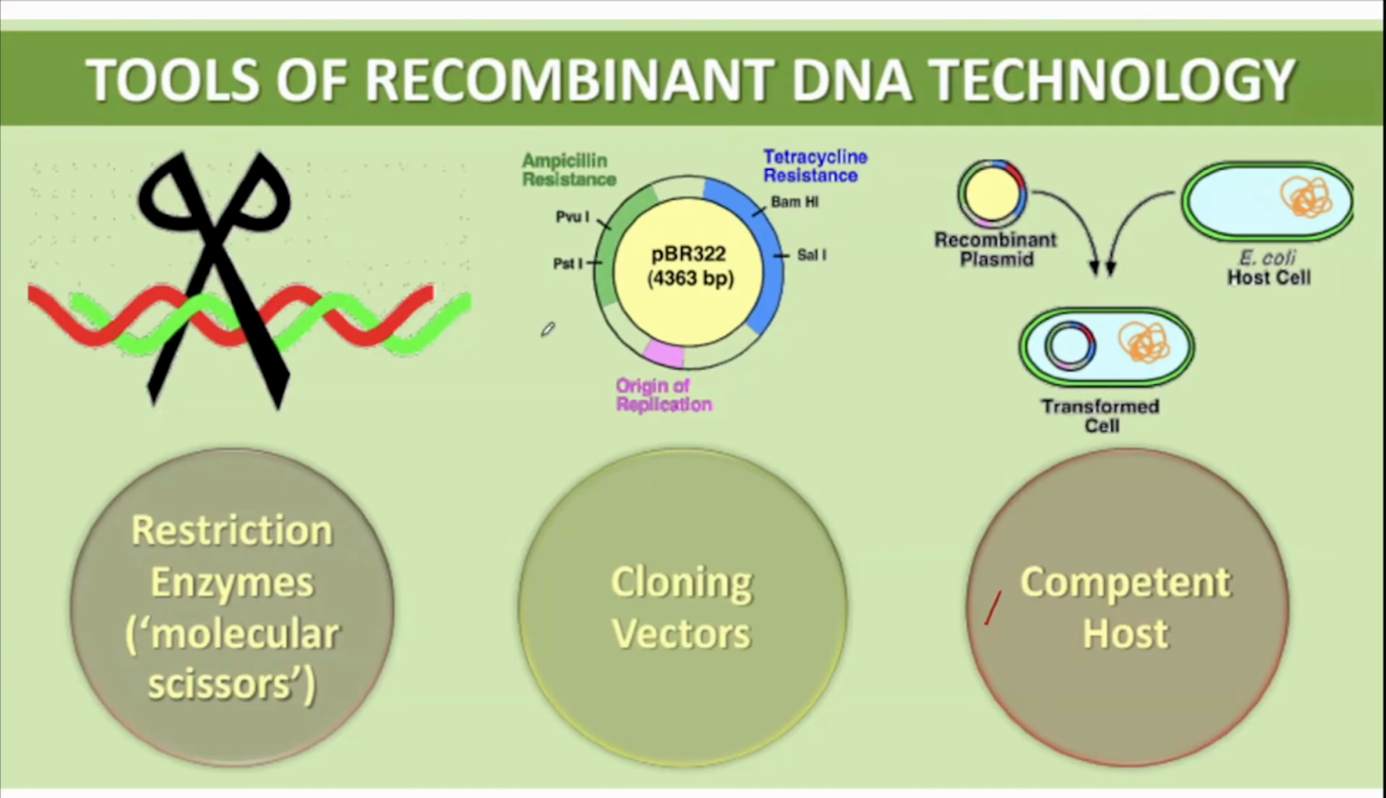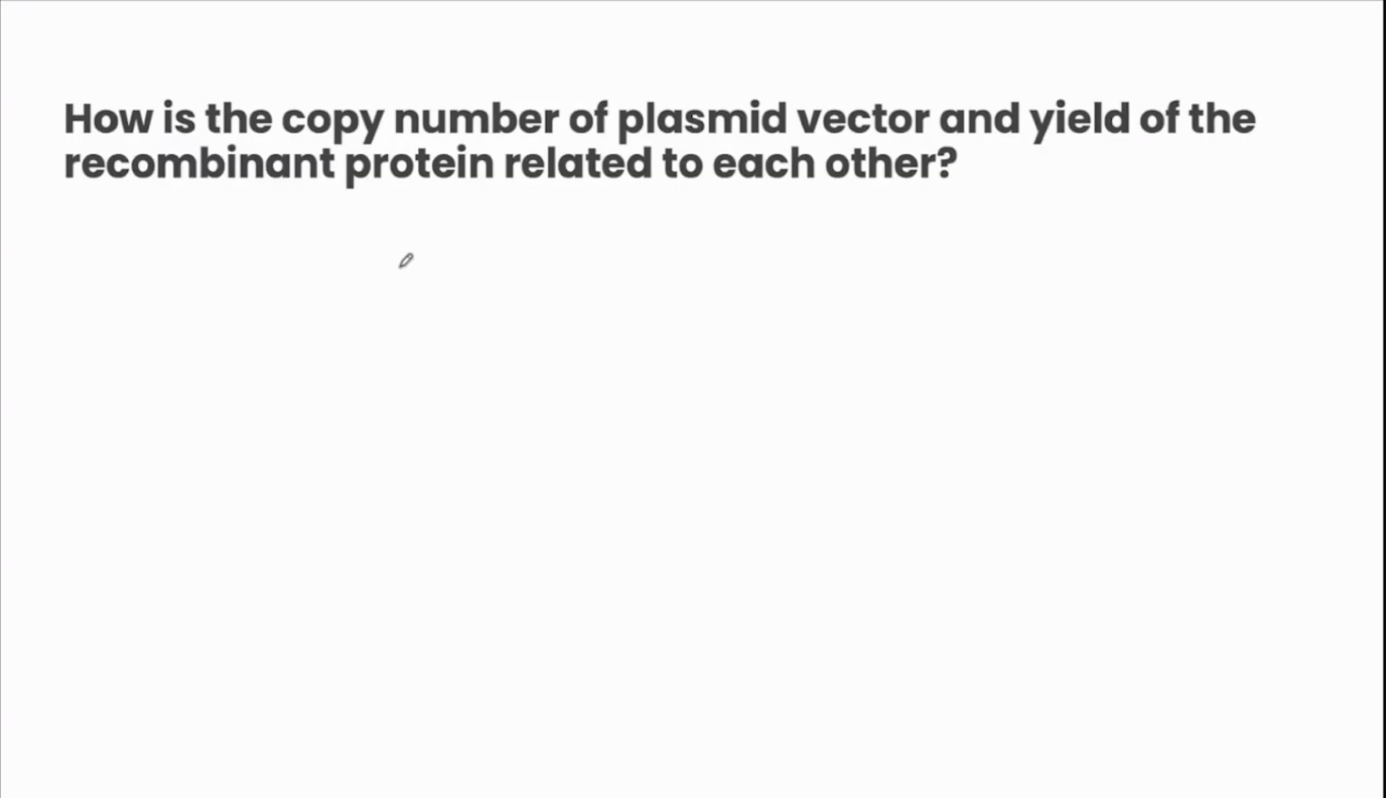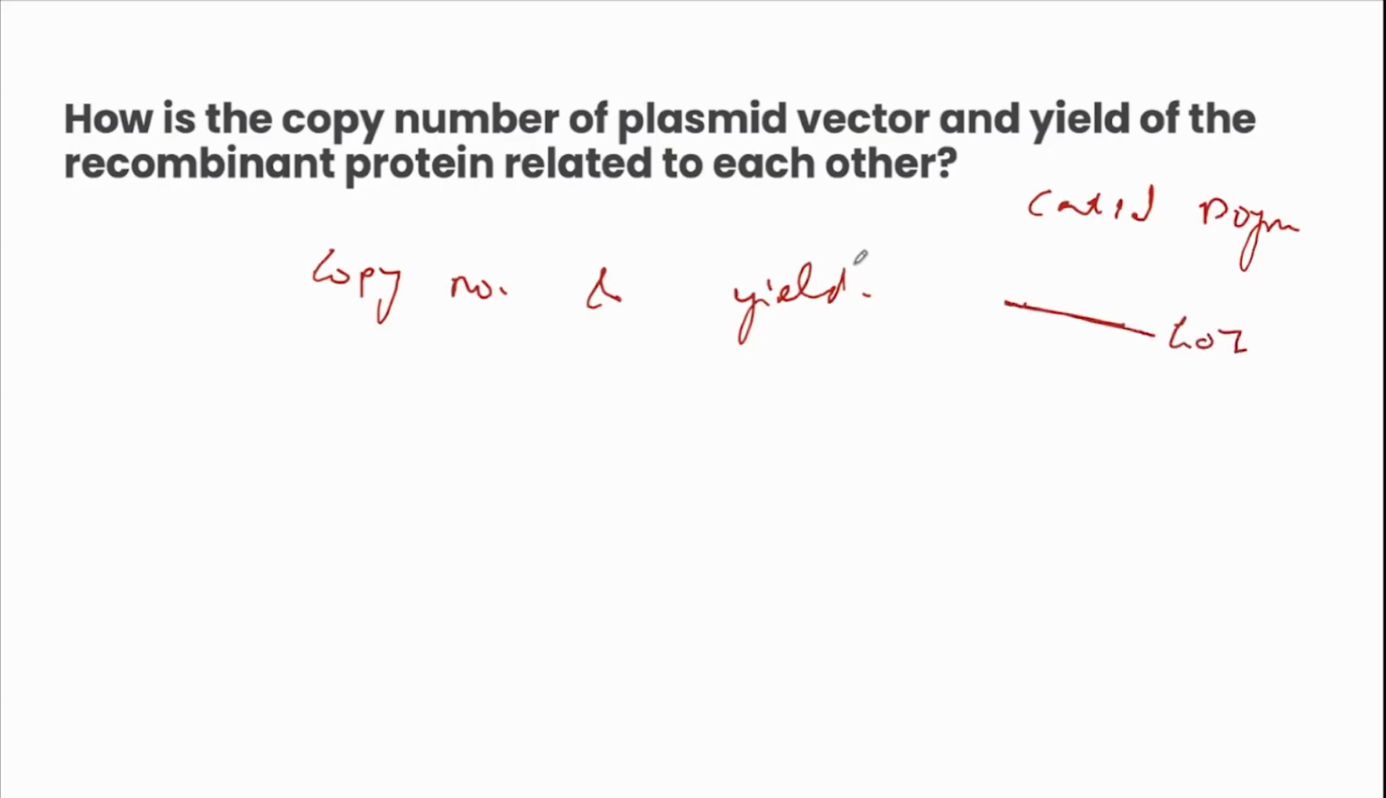Right, first question: how are the number of plasmid vectors and the yield of the recombinant protein related to each other? They're trying to ask what the relation is between the copy number and the yield. Now, again, the central dogma of life. Let's say there's one DNA, one gene, and from the gene we get an mRNA. From the mRNA we get a protein.